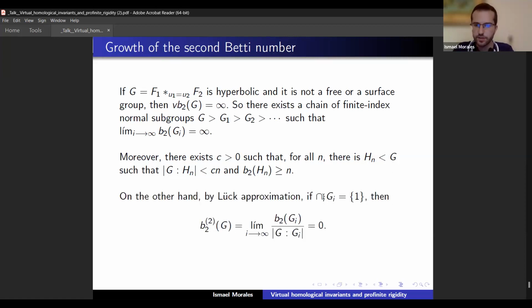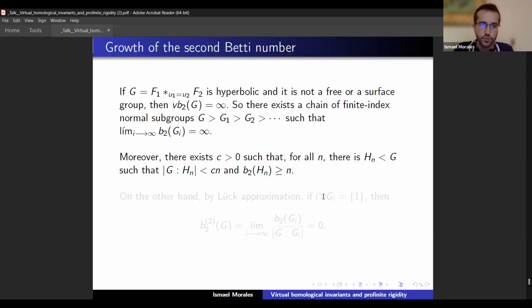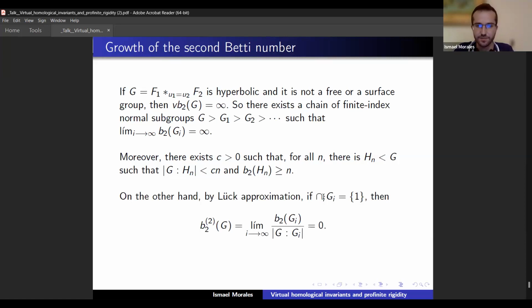But by Lück approximation, this is where I'm going to finish. By Lück approximation, we know that those super fast growing second Betti chains are never going to have trivial intersection, because by Lück approximation, we know that the limit of these things divided by the index is always zero, because that's the second Betti number. So it's still unclear what is the exact growth, depending on whether the chain has trivial intersection or not. But those are other questions you can ask.